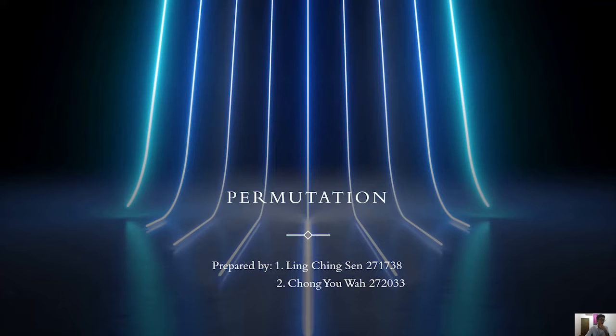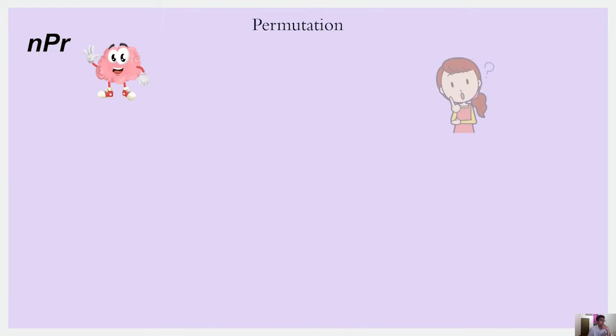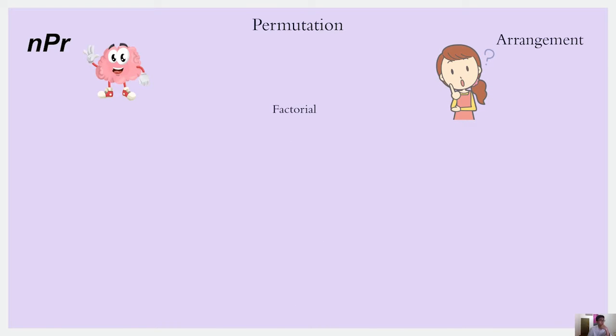So today we are going to talk about the topic of permutation. Permutation, we all know, stands for nPr, and this topic is basically about arrangement. Before we get into permutation, we have to learn what factorial is first.